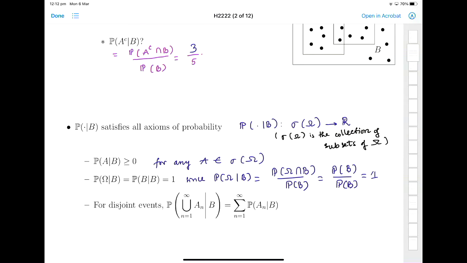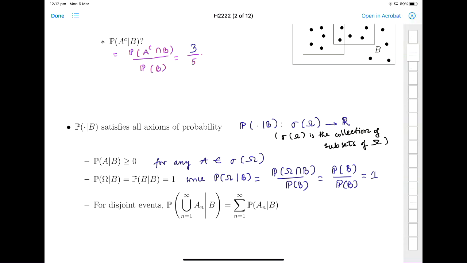Okay, so this mapping is positive. For any set A, a subset of omega, I have this property: positive, right? And I have another property: rather than A, I choose omega. Then I have this one is 1.